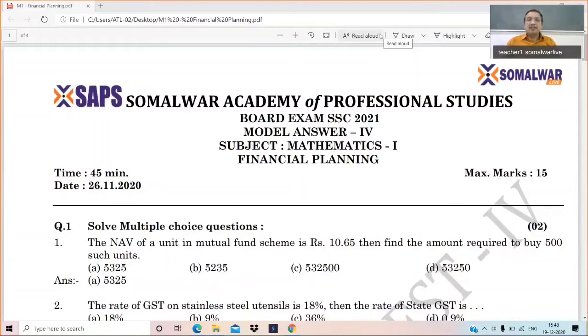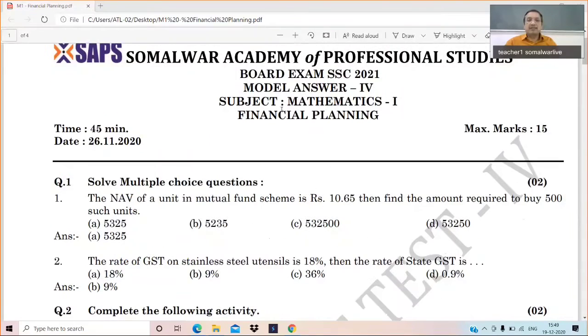And here I am again to discuss the model answer of Round 4, Maths 1. The topic is financial planning. Let's start with the discussion of the paper pattern. I'm just discussing the answers and how to get them.